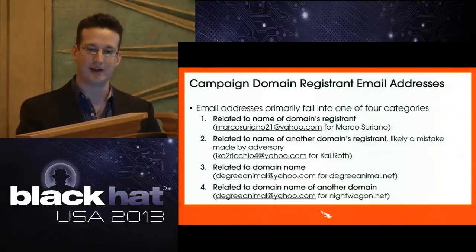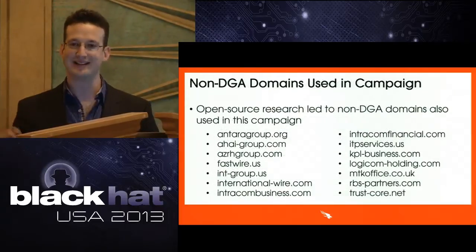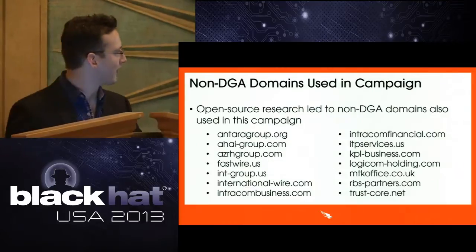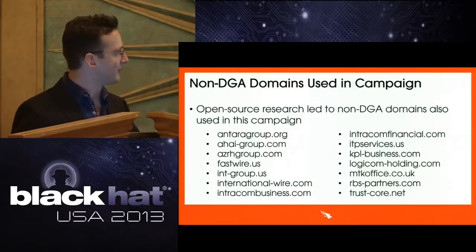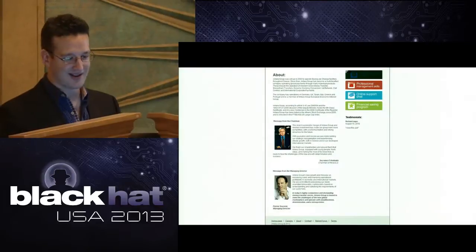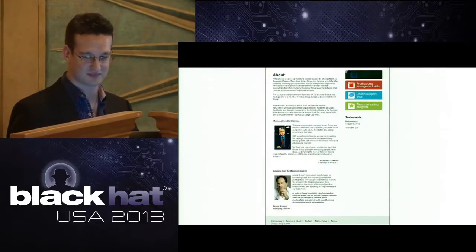So using all this information, we did some more open source research, and we found many non-DGA domains also used in this campaign. We found 14 actually. And if we look at the about page for, let's say, antaragroup.org, it's our old friends, Socrates and Petros.